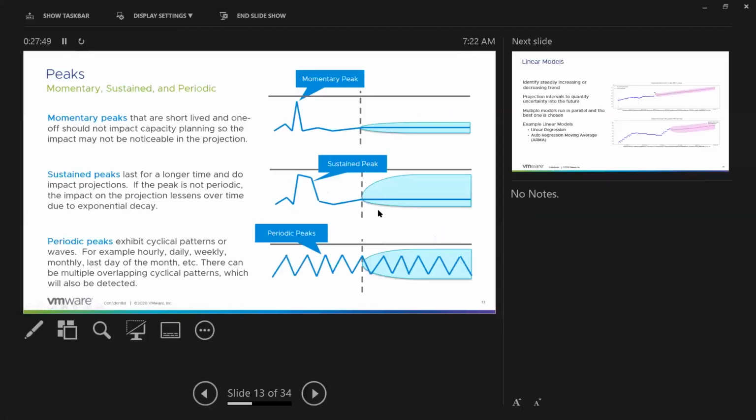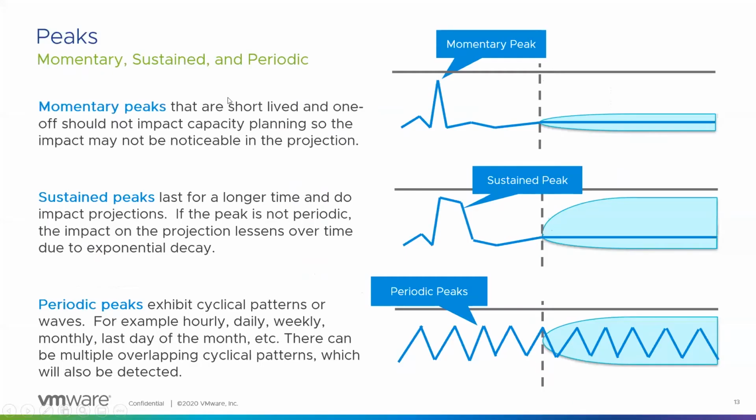Given that you might be having peaks of every different nature, the system automatically understands if the peaks are short-lived or sustained. All right, let me just make sure that I have the right view for you guys. Okay, perfect. So again, you might have momentary peaks, sustained peaks, or periodic peaks. Any of these behaviors are learned by the algorithm.